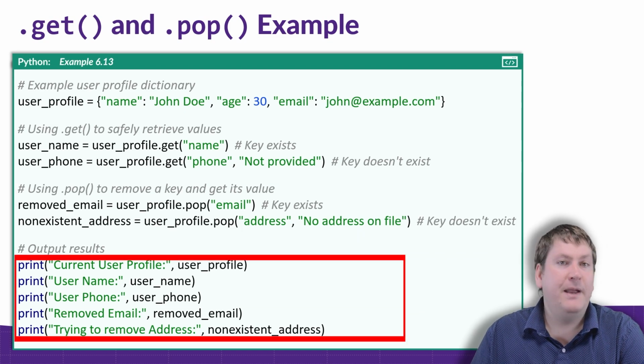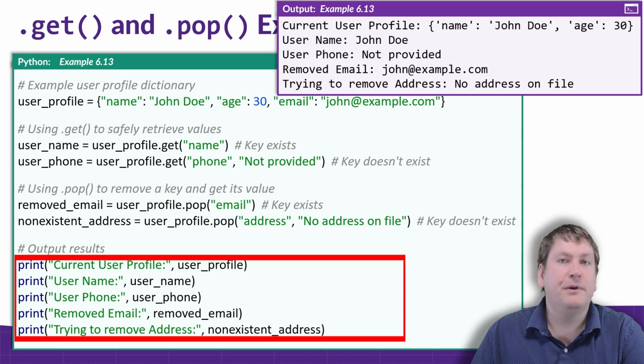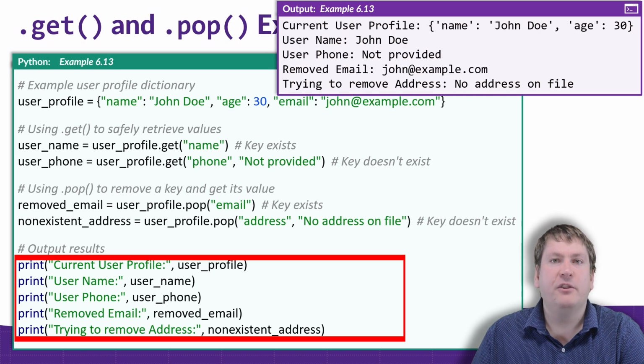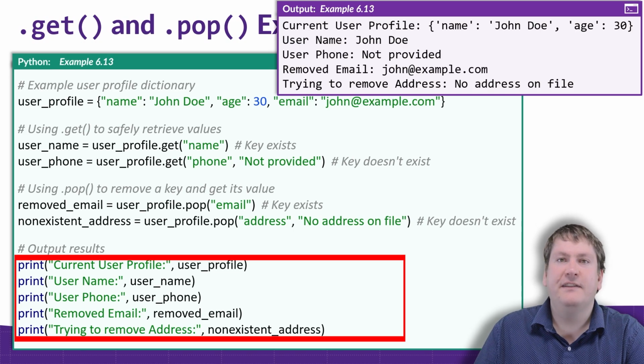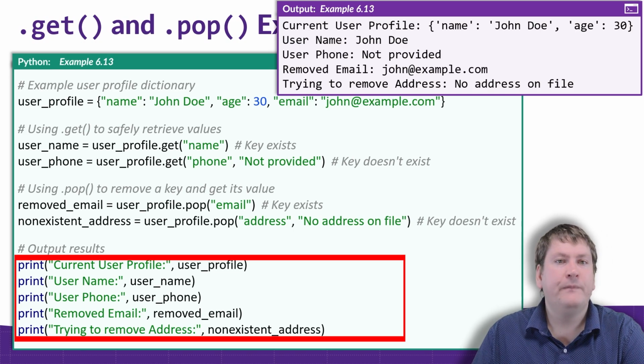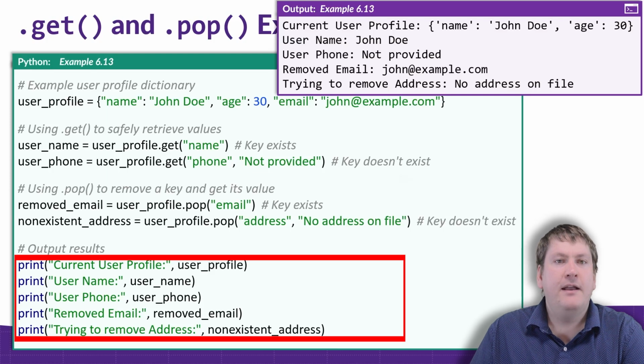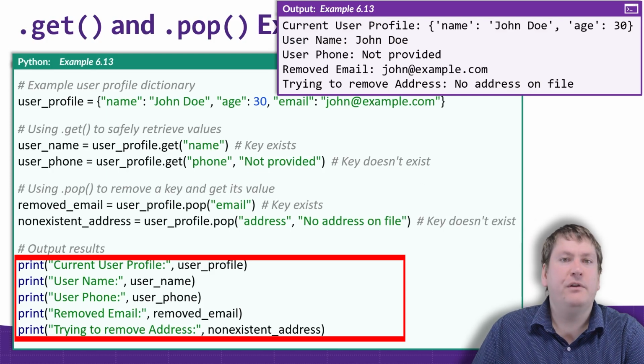The last set of commands simply output these different values. If we run this code, we would get this. That first print command outputs the whole dictionary, at least in its current state after we did those pops. So it's only going to have the name key and the age key because we popped off the email key. The next line is going to output what's in username, which is John Doe, that was returned by the get. The phone value, user phone, is going to be not provided because that one didn't exist in the dictionary.